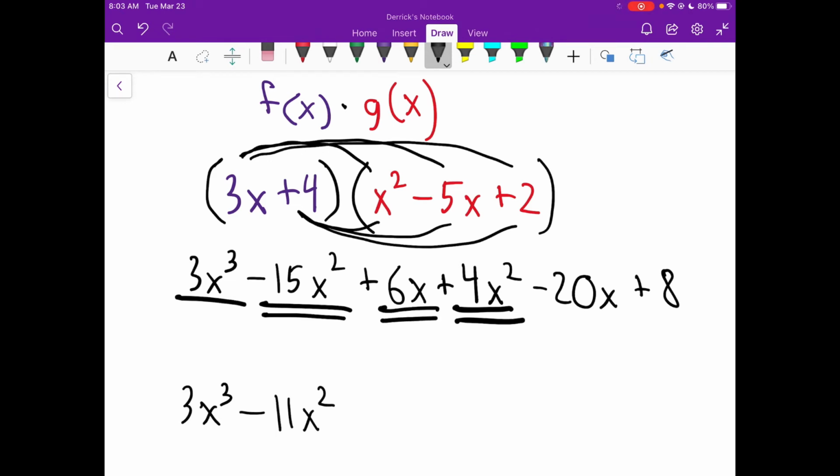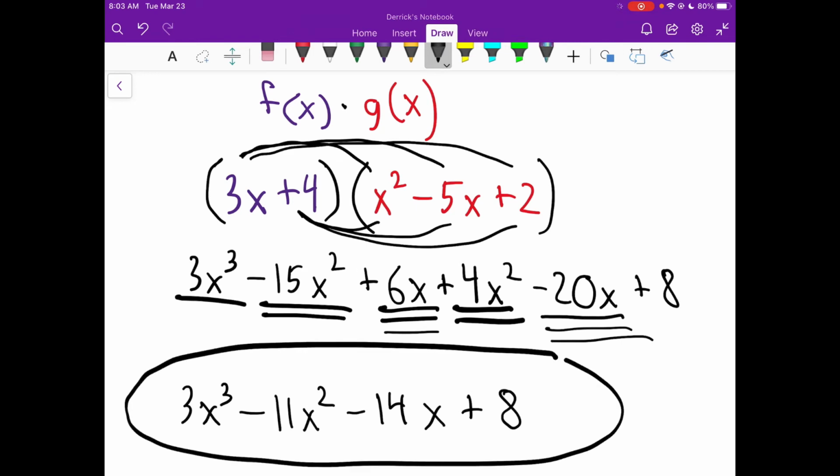I see a positive 6x and a negative 20x. 6x minus 20x would be a negative 14x. And then I don't see any other constants besides the 8, so I'm just going to rewrite that. So it looks like that would be our answer for f times g of x.